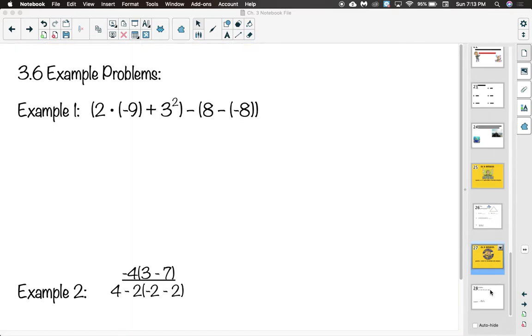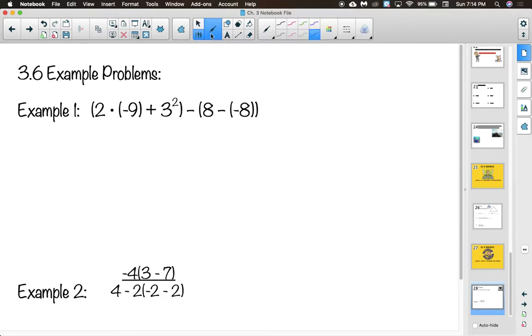No notes, just 2 example problems for you. Let's get right into it, okay? So in this problem it says the quantity of 2 times negative 9 plus 3 squared minus the quantity of 8 minus negative 8. So we've got a lot of parentheses going on there, and we are going to want to start in our first set of parentheses right here.